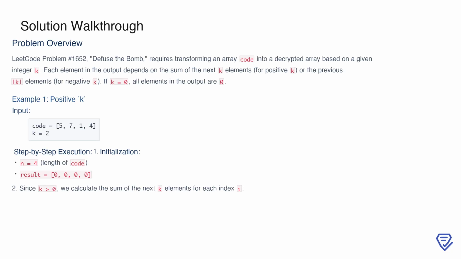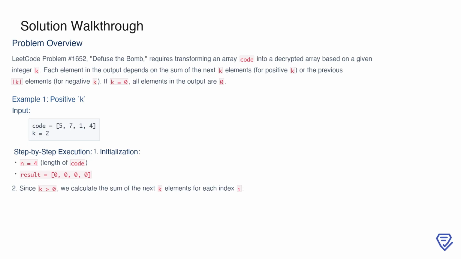In this problem, Defuse the Bomb, we are given an array called code and an integer k. The goal is to transform the array into a decrypted version based on the value of k. For positive values of k, each element in the output is the sum of the next k elements in the array, while for negative values of k, it becomes the sum of the previous k elements. If k is 0, all elements in the output are simply set to 0.